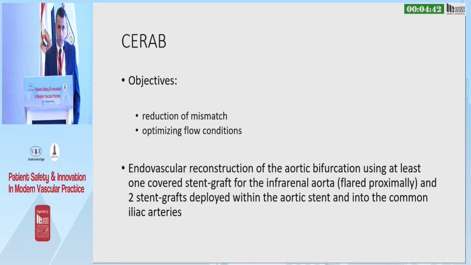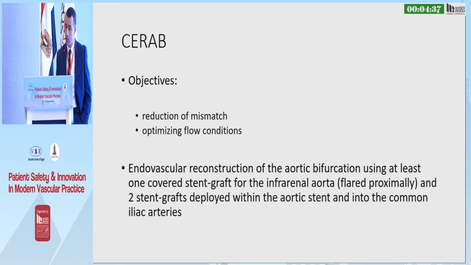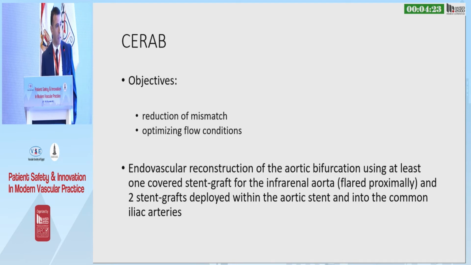Hence was the objective of the CERAB, or the covered endovascular reconstruction of the aortic bifurcation. And the main objective was to reduce the mismatch in order to optimize the blood flow. The concept of the CERAB involves at least one aortic stent and 2 iliac stents that extend into this aortic stent and go down to the common iliac and even to the external iliac if need be.